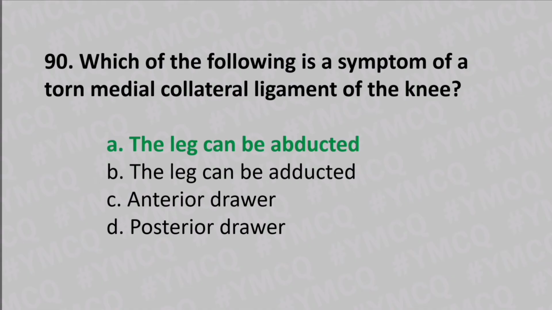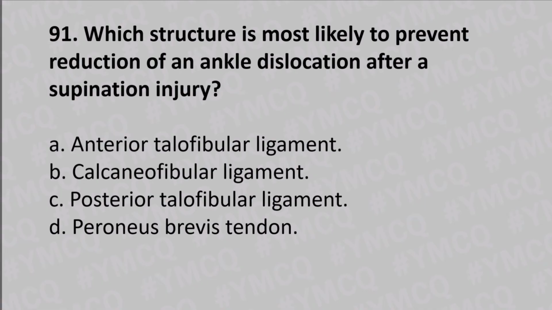Moving to our 91st question, which structure is most likely to prevent the reduction of ankle dislocation after a supination injury? Option A, anterior talofibular ligament. Option B, calcaneofibular ligament. Option C, posterior talofibular ligament. Option D, peroneus brevis tendon. And the answer is Option D, peroneus brevis tendon.